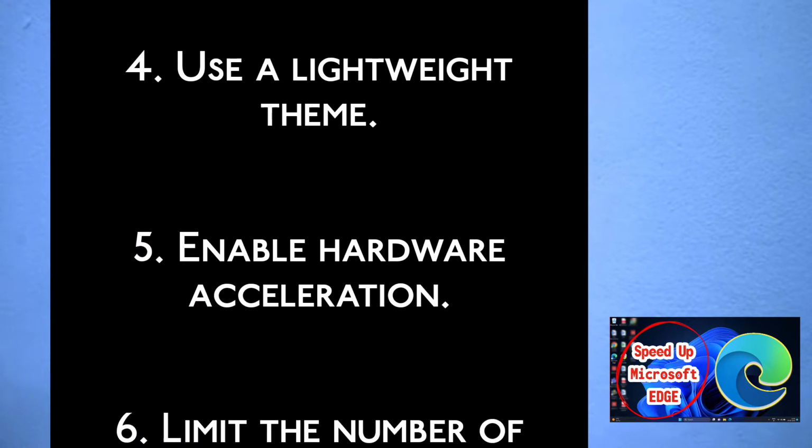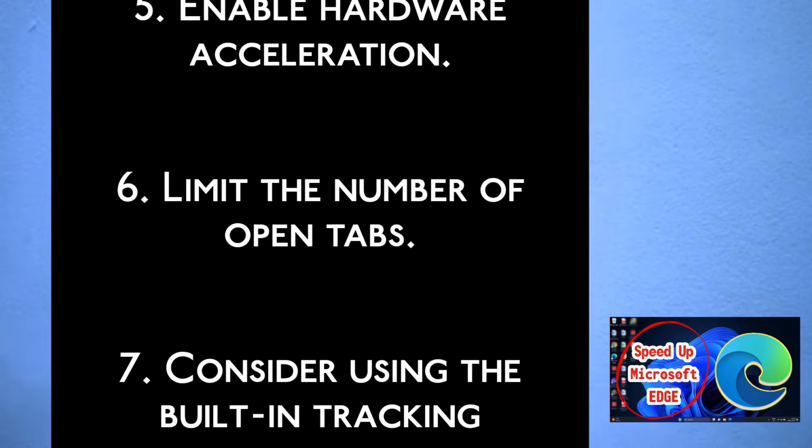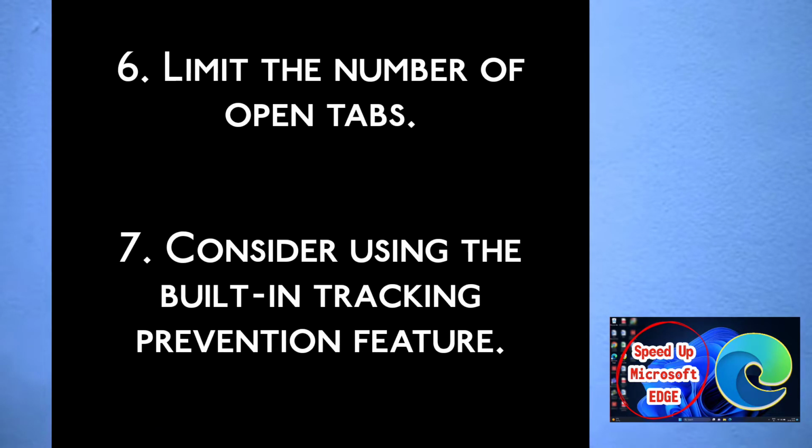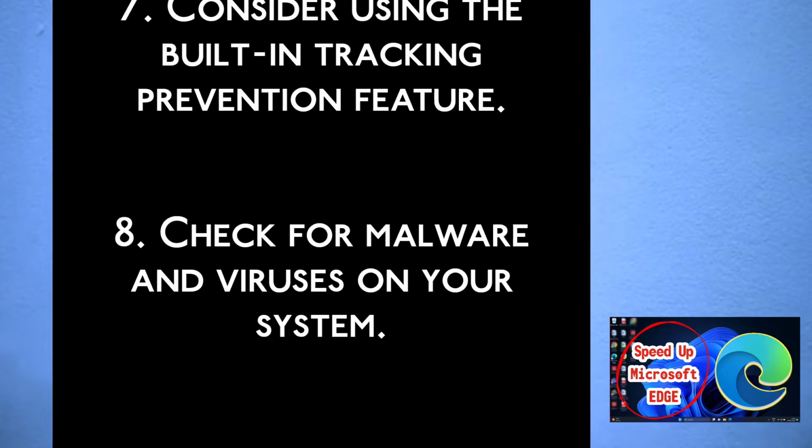Step 5. Enable hardware acceleration. Step 6. Limit the number of open tabs. Step 7. Consider using the built-in tracking prevention feature. Step 8. Check for malware and viruses on your system.